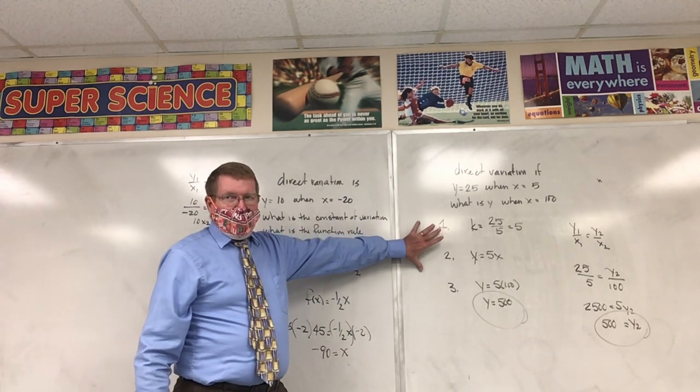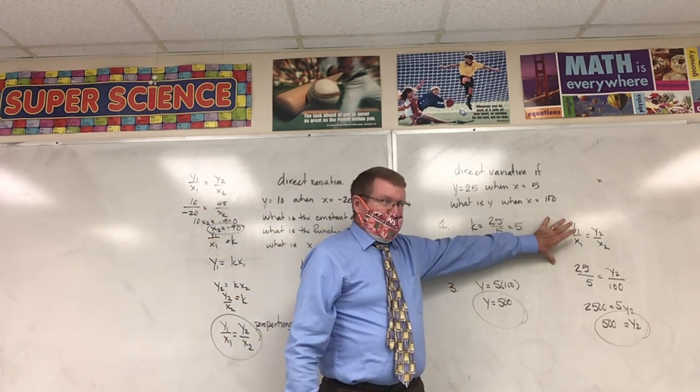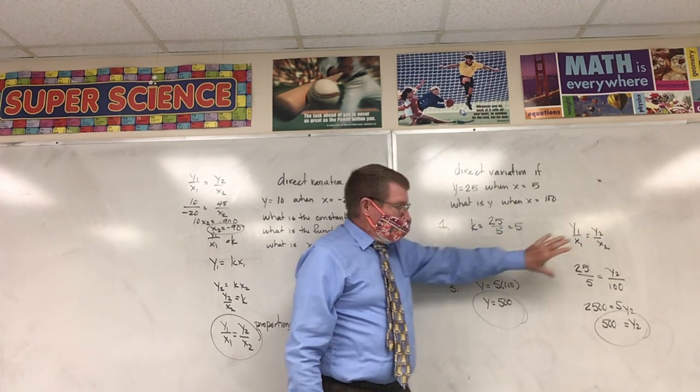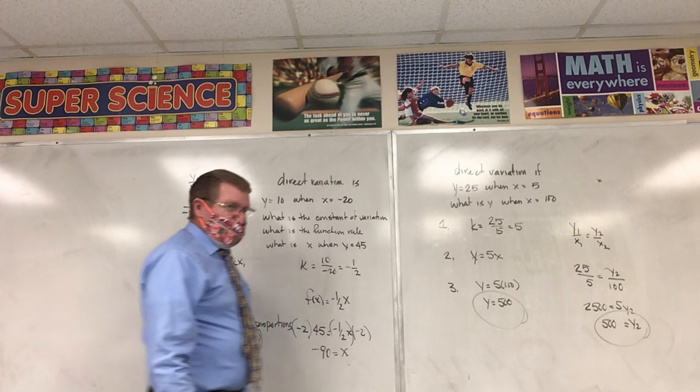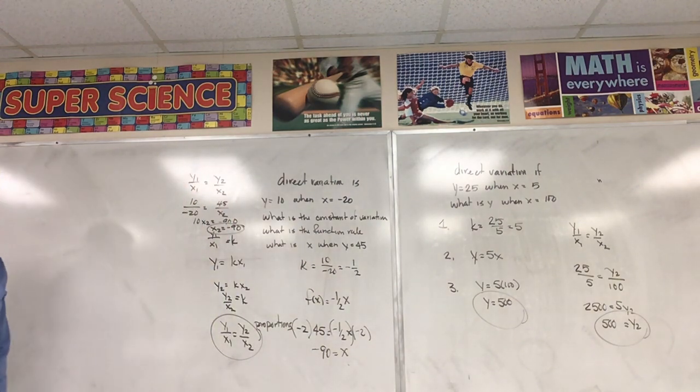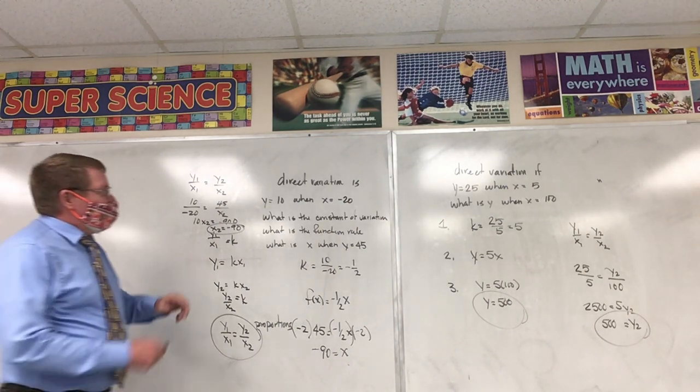Direct variation rules, proportion. Make sure you know the difference between the two methods, because I'll ask you to do both. If I don't specify, then you do whichever one you feel is easier for you, using your function rule. Now, when we look at direct variation, y equals kx.